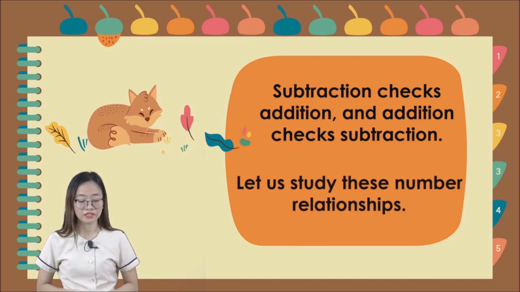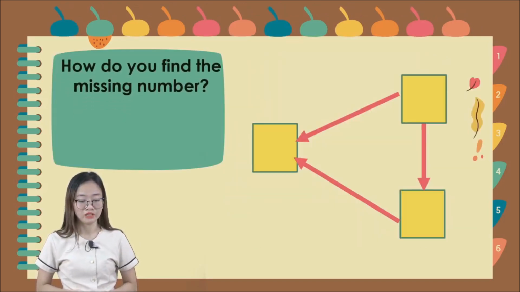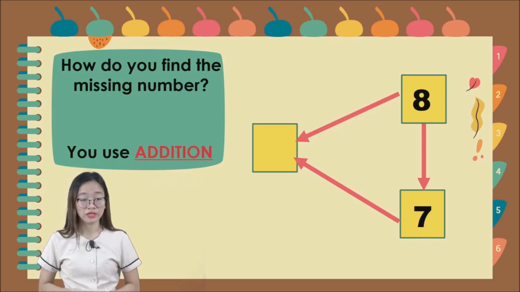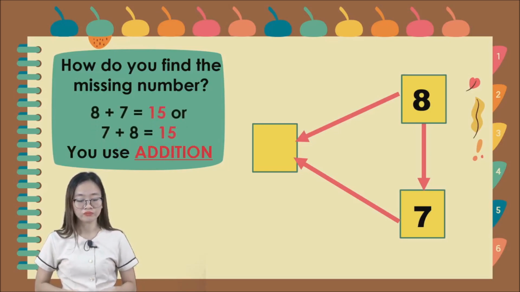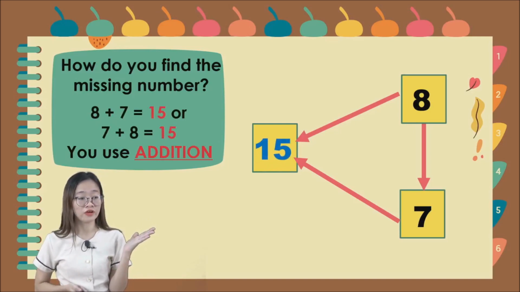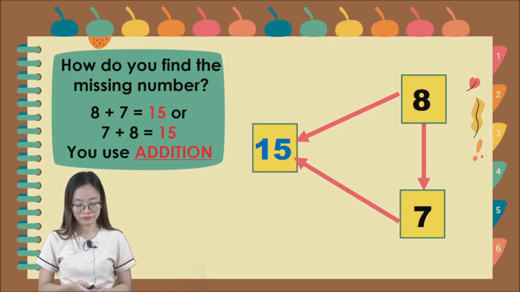Let us study these number relationships. How do you find the missing number? We have 8 and 7. We need to use addition. So 8 plus 7 or 7 plus 8 is equal to 15. So the answer is 15. We use addition for finding the total of the numbers.